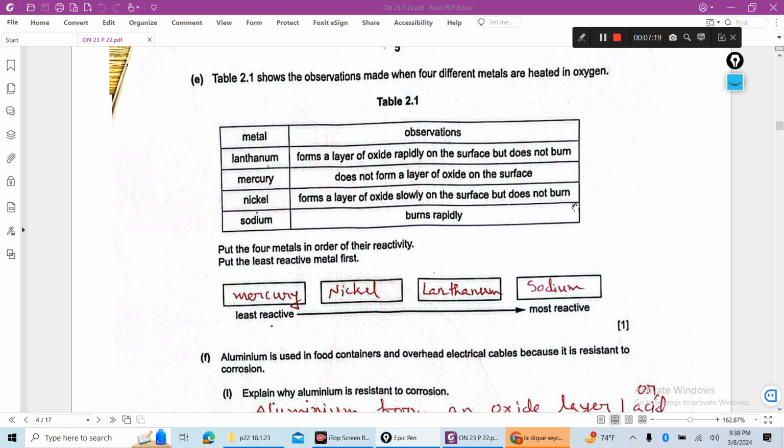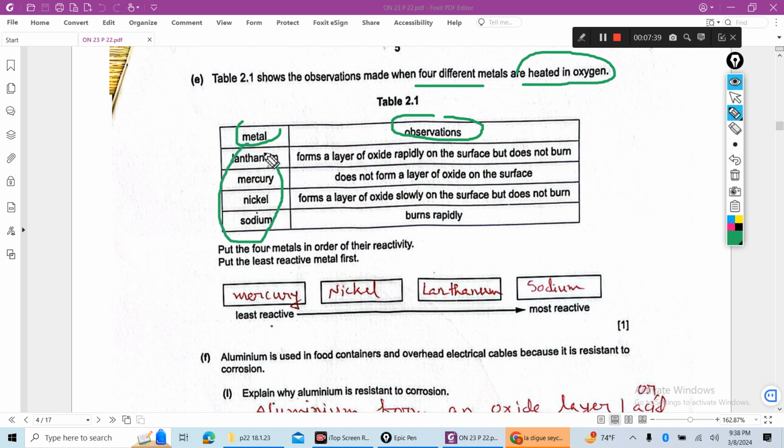Now this is from the reactivity series. Some metals are given and their observations are given. When 4 different metals are heated in oxygen, the observations are given. Now you are asked to put the four metals in order of their reactivity, and put the least reactive metal first.